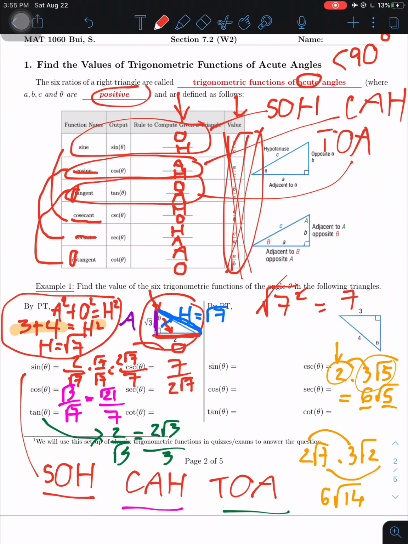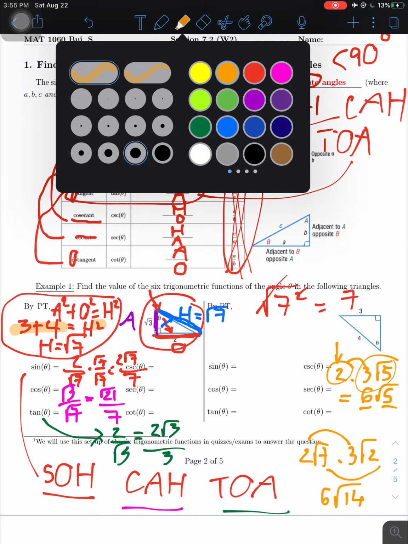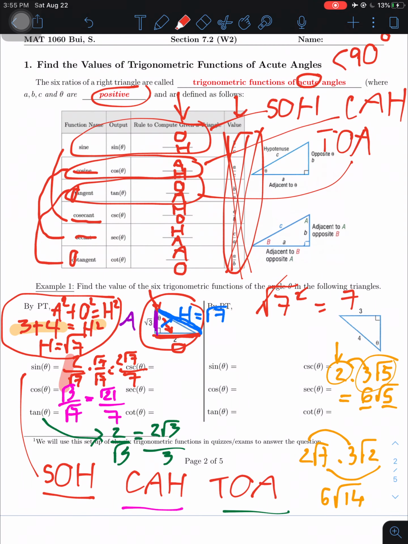Other than that, to figure out cosecant, I will flip the very first thing that you had. Let me highlight this thing in red. This one in here. I'm going to flip that one to get square root of 7 divided by 2. And this is cool because we don't have any square root on the bottom. So this is the final answer for cosecant.